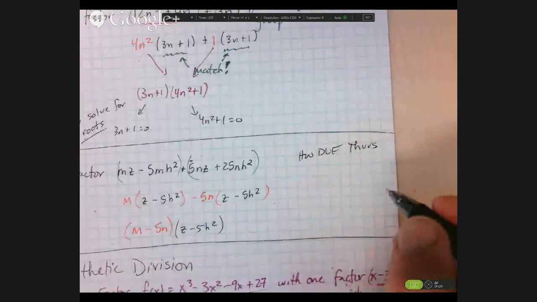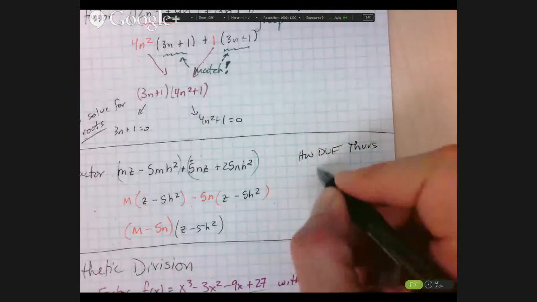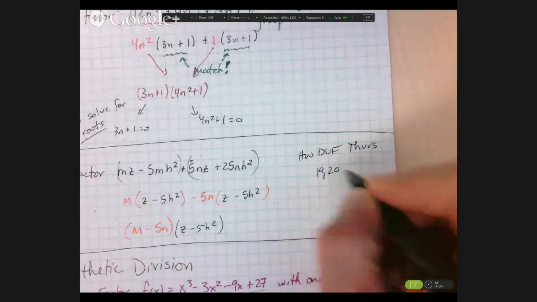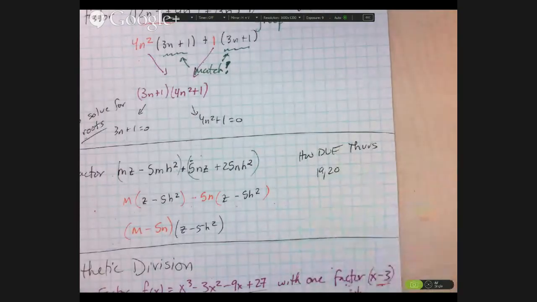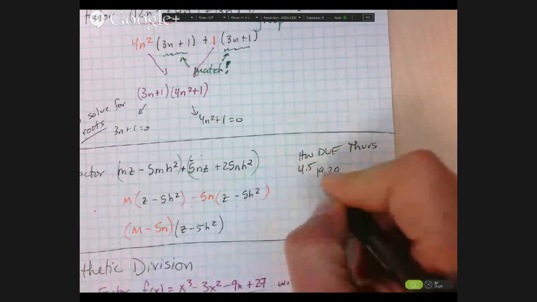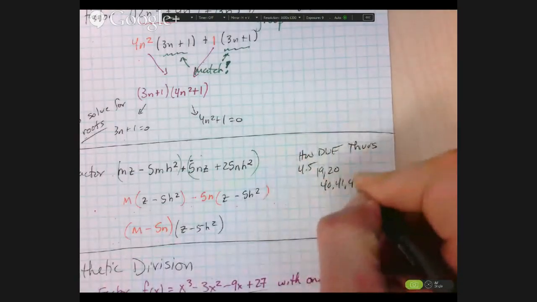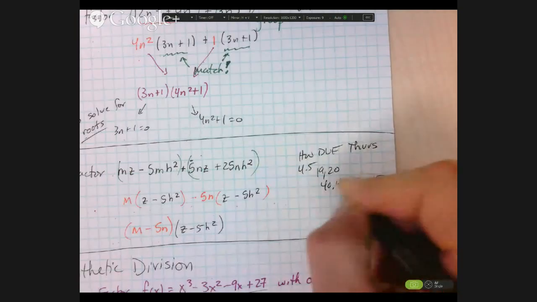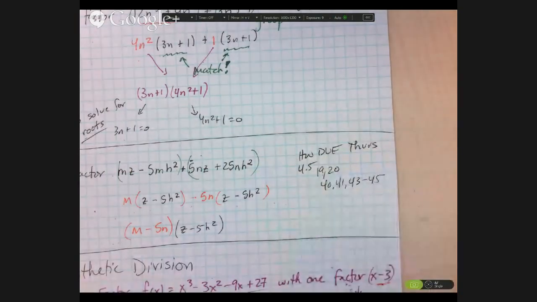Okay, here's what's due Thursday. We're going to do some classwork, but this is due Thursday. I think it's 4.5: 19, 20, 40, 41, 43, 45. 7 problems. 5 of them are mixed review. I hope you can do that, because you have 2 nights.